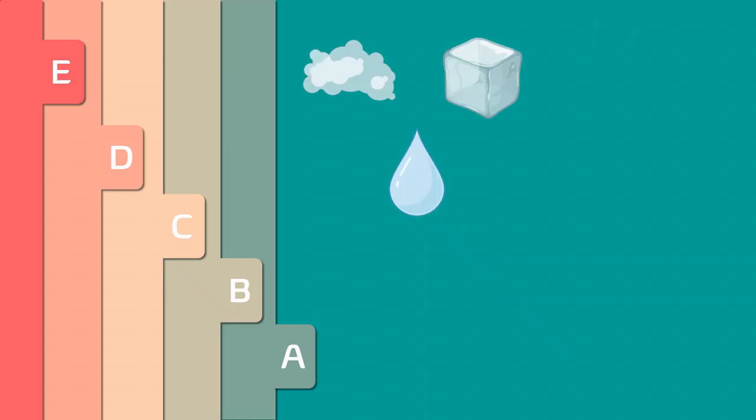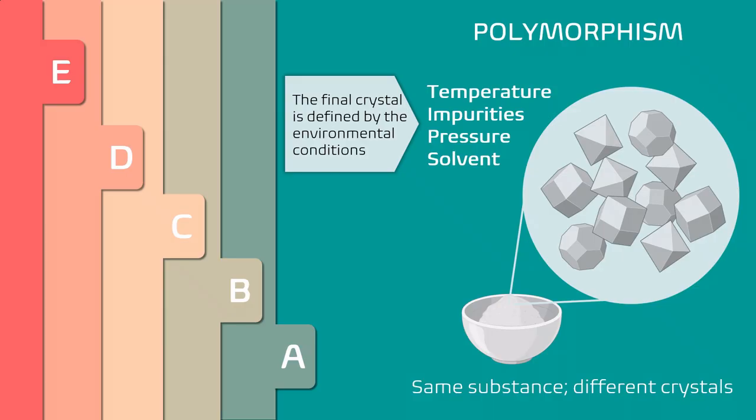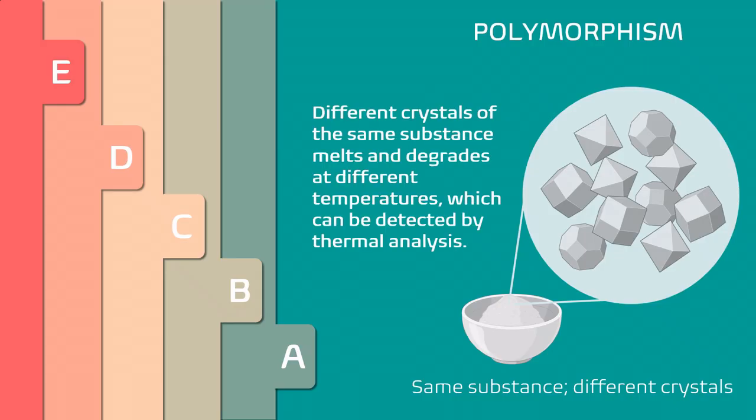One possible phase change in an active substance or a drug is crystallization. Crystallization is the process where a substance transitions from a liquid or gaseous state into a solid form with a highly ordered, repeating arrangement of atoms or molecules, known as a crystal. Depending on the environmental conditions, temperature, pressure, solvents, impurities, etc., different crystalline modifications can be obtained.